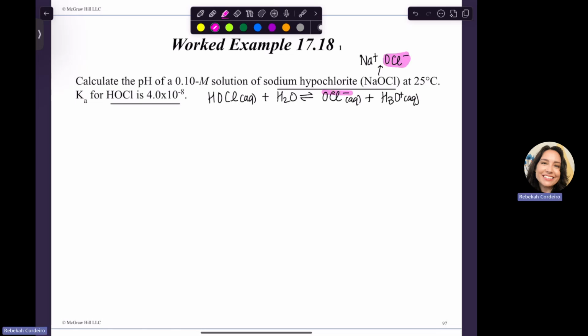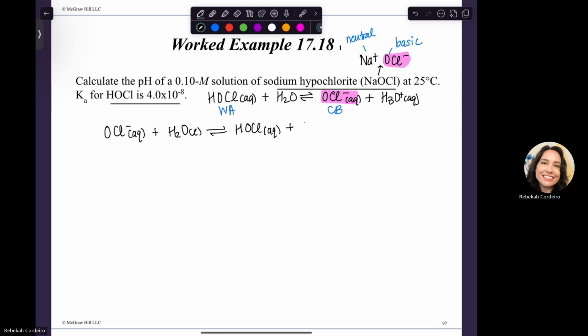So this is the conjugate of a weak acid, which means it's going to be the conjugate base, which means this is a basic salt. And the sodium is neutral, so it's not going to affect the pH because it comes from a strong base. So let's let this hypochlorite be basic. If it's basic, it's going to react with water, and it is going to accept an H and steal that H from the water.